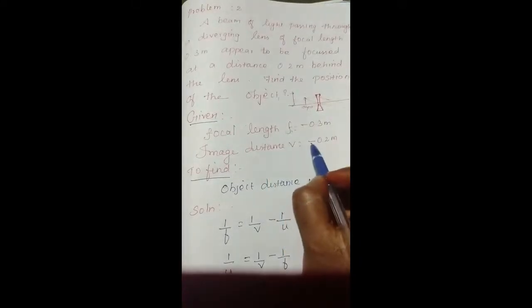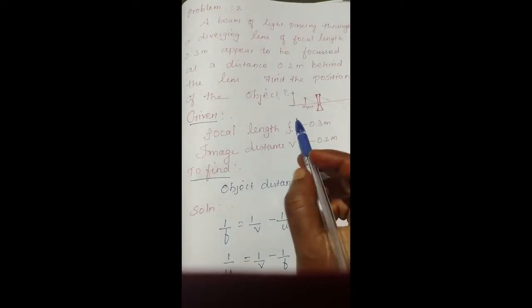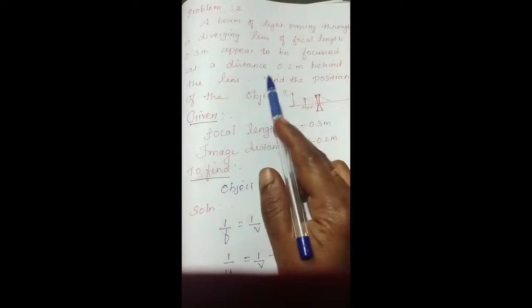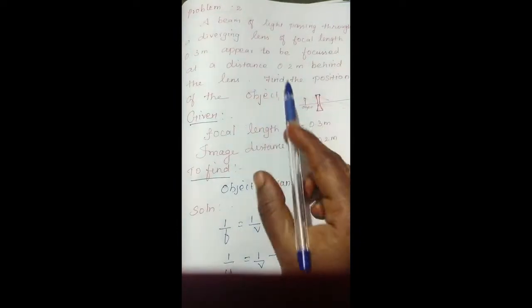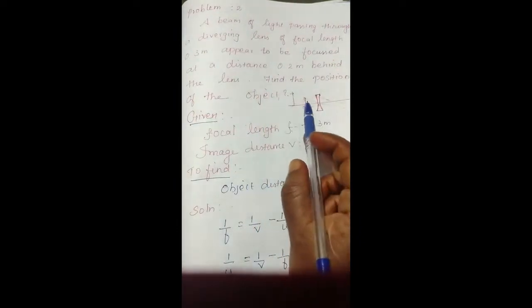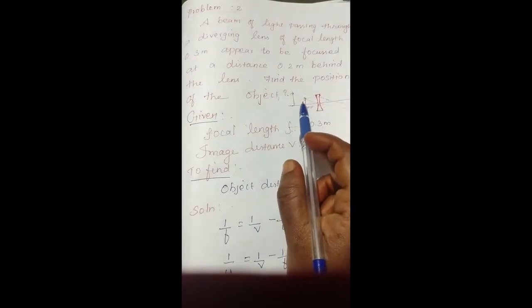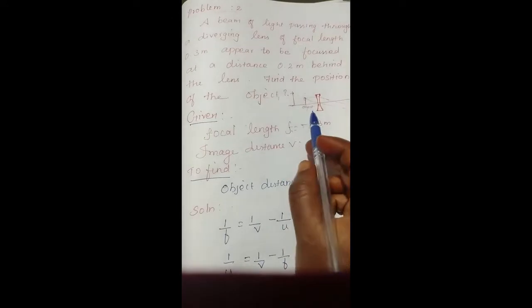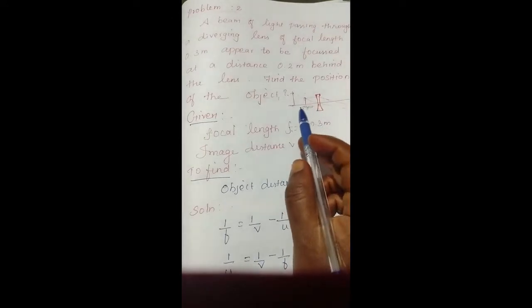Here, why are we writing this minus? Because the image is formed behind the lens, as given. So the image is formed behind the lens, which means here only the image is there. Behind the lens, so we have to put the minus symbol.